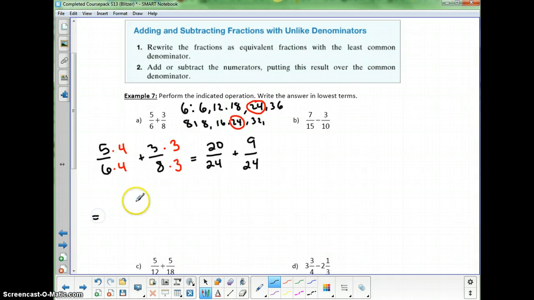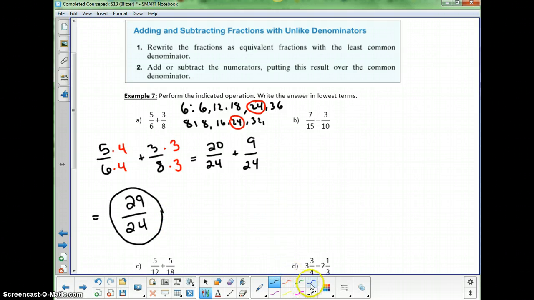20 24ths plus 9 24ths is 29 24ths. So I need to get a common denominator so that I'm able to add them up, then add the numerators and keep that common denominator. 20 24ths plus 9 24ths is 29 24ths.